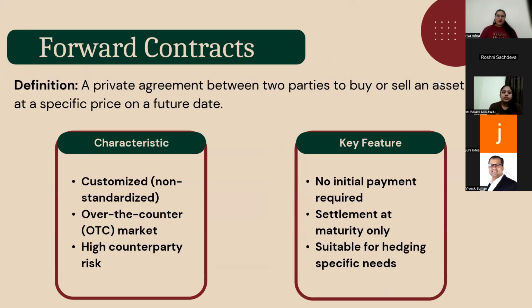Okay. So now we'll see what forward contracts are. These are simple agreements between two parties who have come together to buy or sell an asset at a future date for a price agreed upon today. These are private, customized contracts and are traded over the counter, which means that they are not traded on a formal exchange. The key features of these contracts are that there is no initial payment required and the settlement happens only at the maturity date.